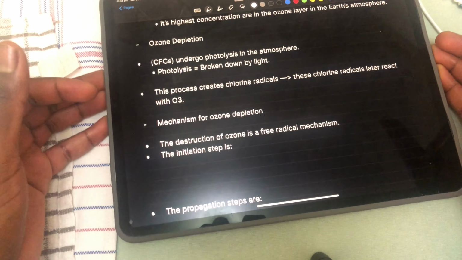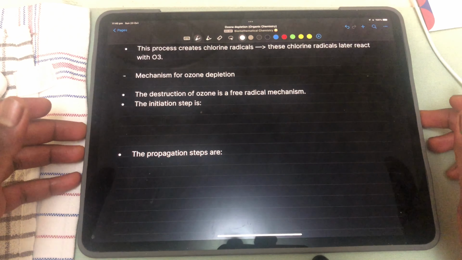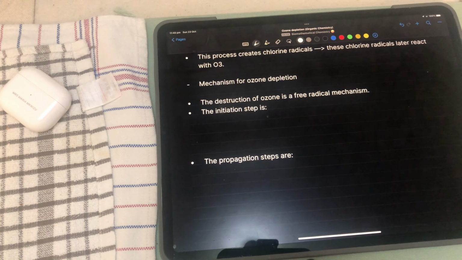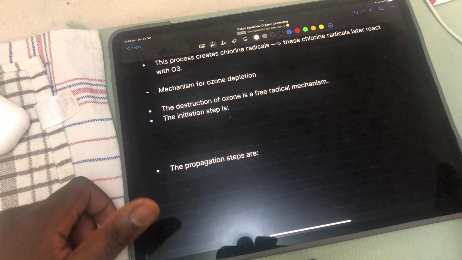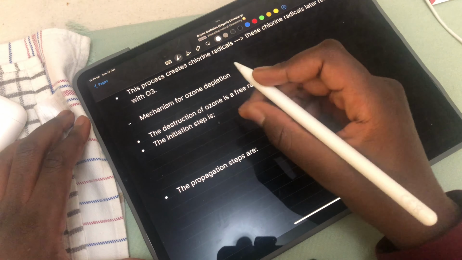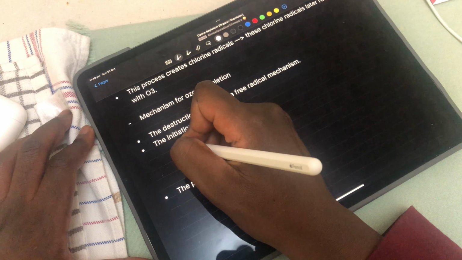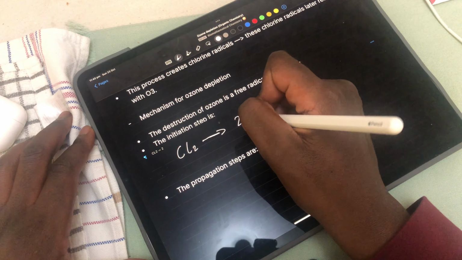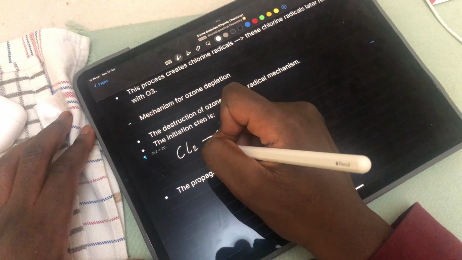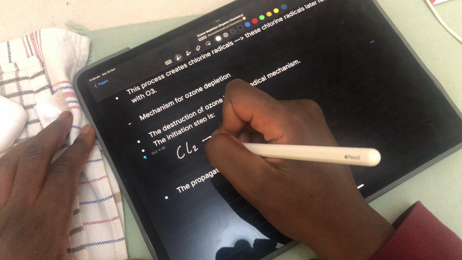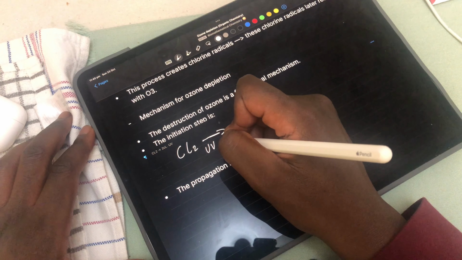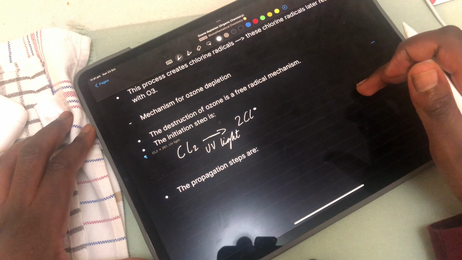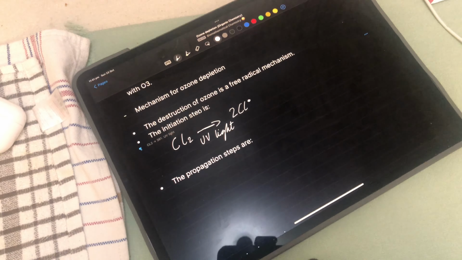The first step is initiation. So we would have Cl2 that is broken down into two Cl free radicals, and that's caused by UV light.